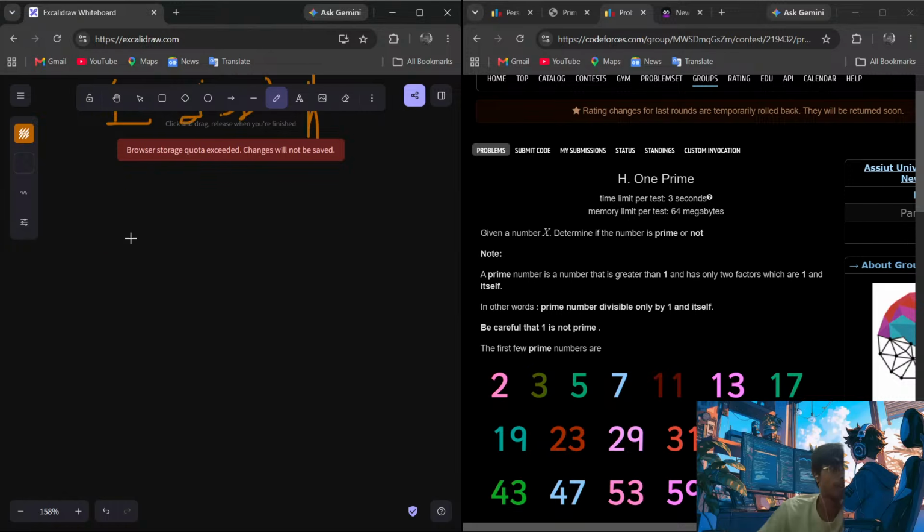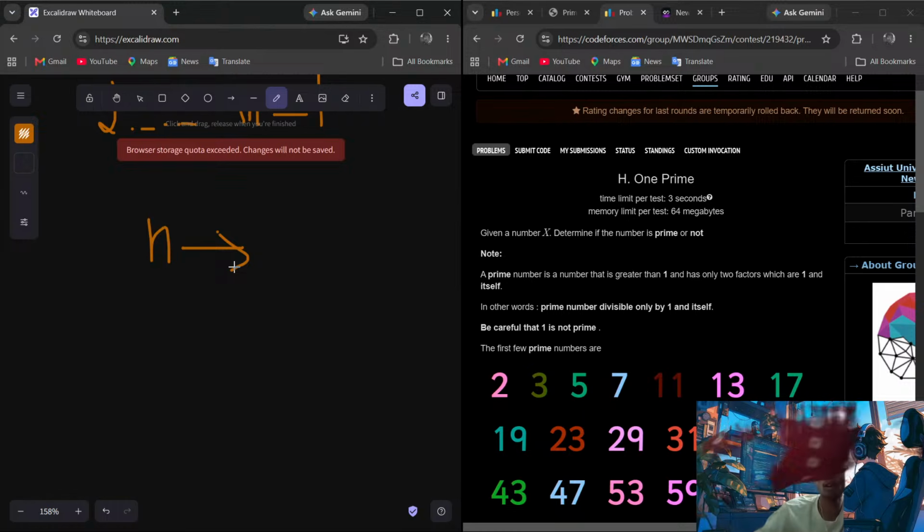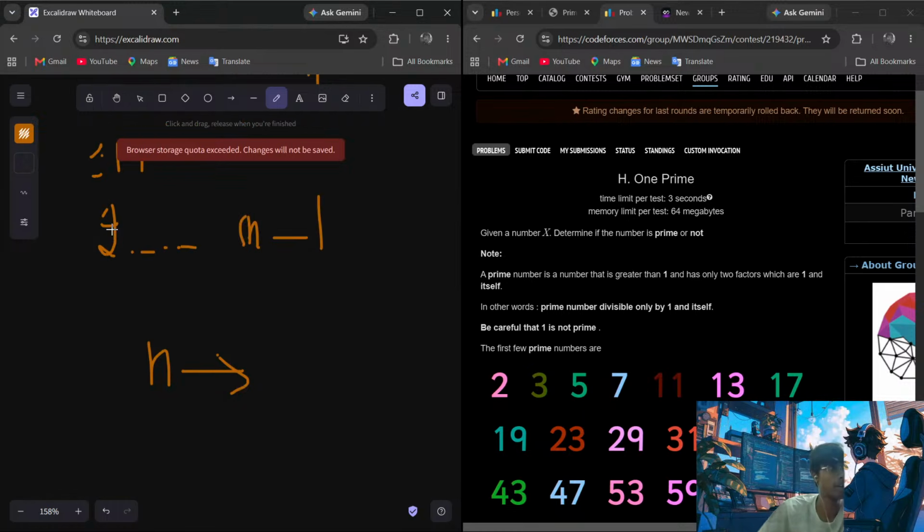So if I take any number from 2 to n minus 1, and if a particular number n is divisible by any number from 2 to n minus 1, it means that this is not a prime number. That is what I already told you.